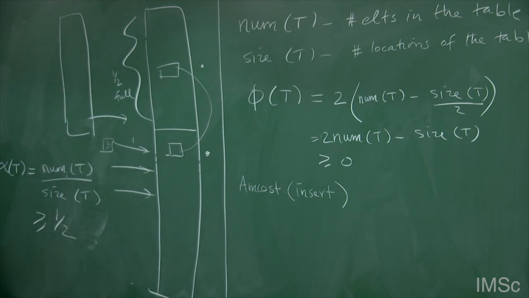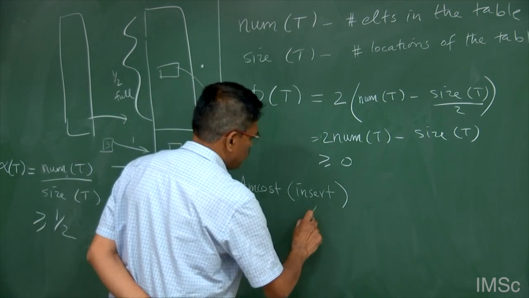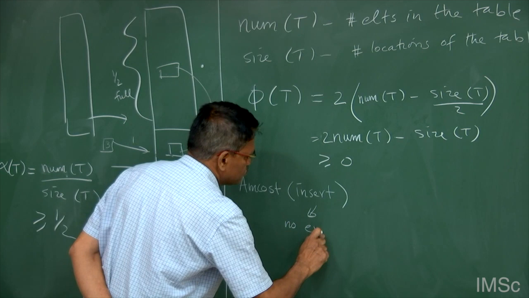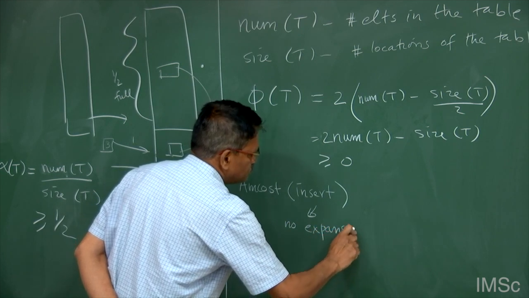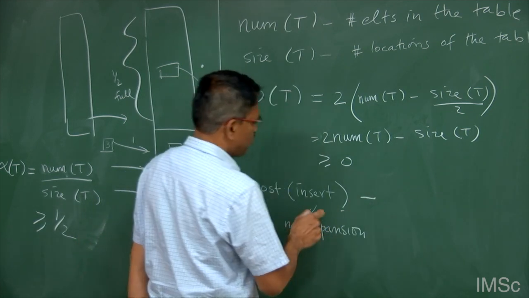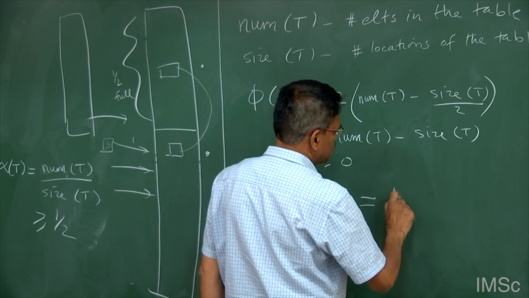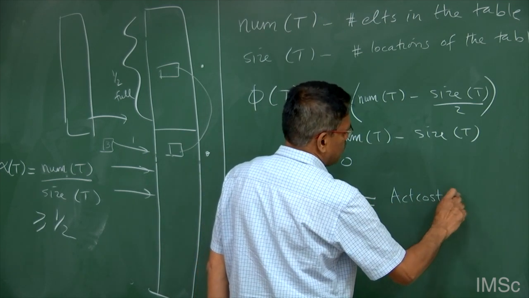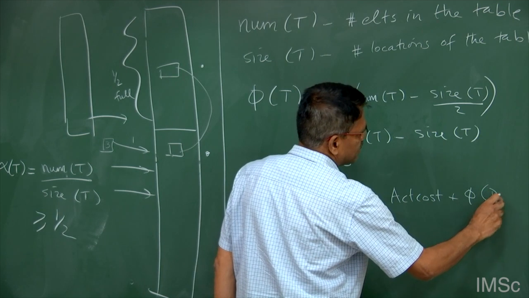There are 2 types of insertion. Easy insert, which doesn't cause table expansion, and difficult insert, which causes a table expansion. Let's do 2 cases. If it's an easy insert, no expansion, then what is the amortized cost? Remember, what is the formula? The actual cost plus the potential difference.